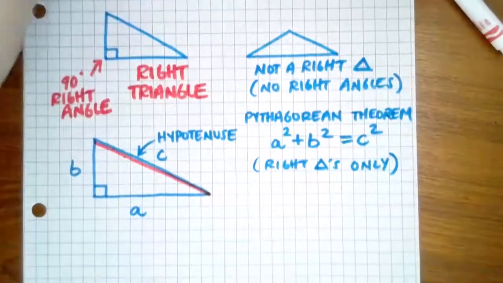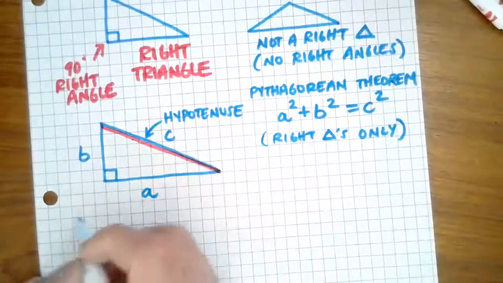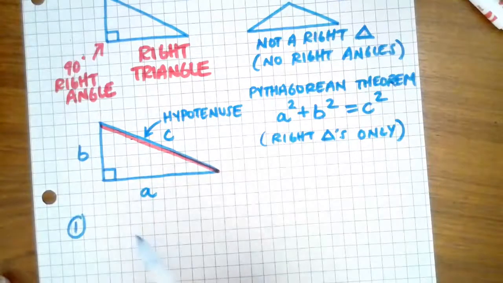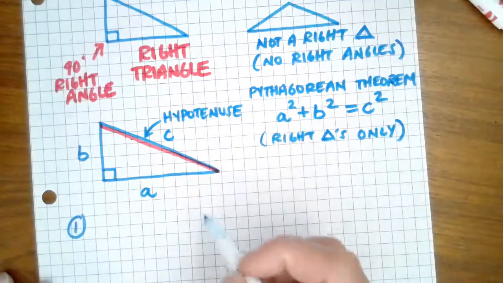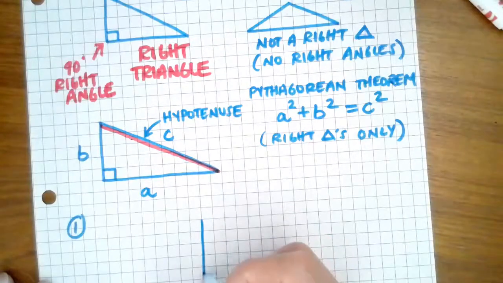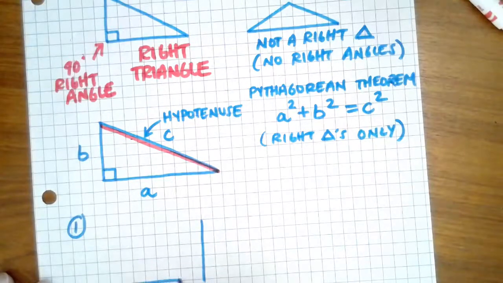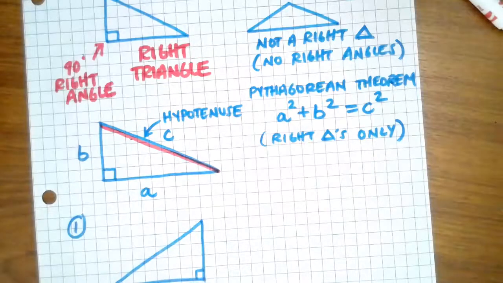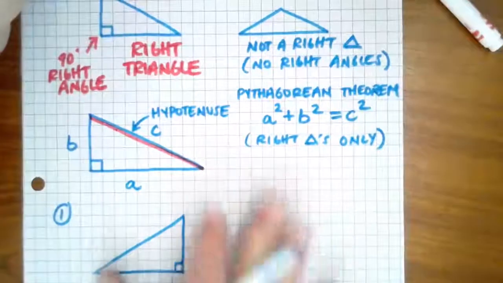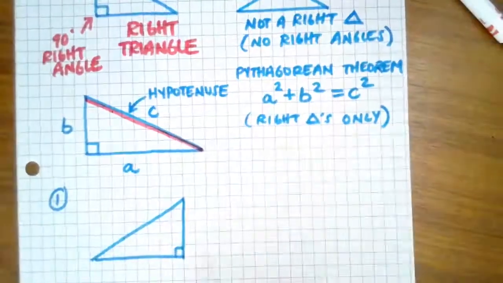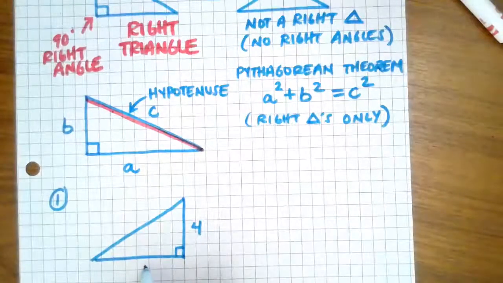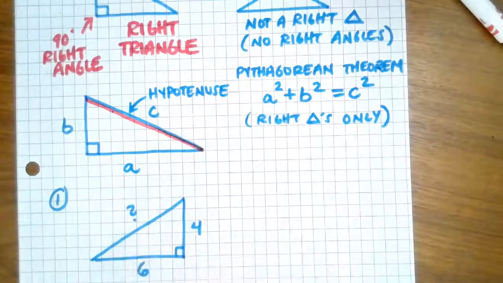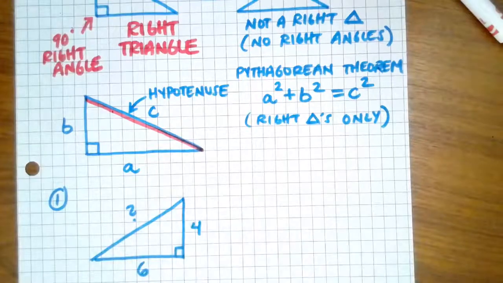Let me show you two examples of how to use this Pythagorean theorem. Example number 1. Go ahead and draw out a right triangle. This time, let's put the right angle on the right side. Like this. This length is going to be 4, this length is going to be 6, and you're trying to figure out the length of the hypotenuse, the longest side.